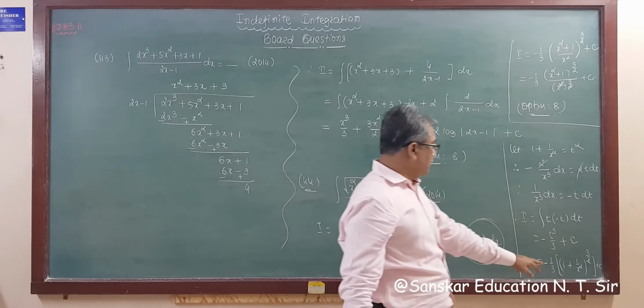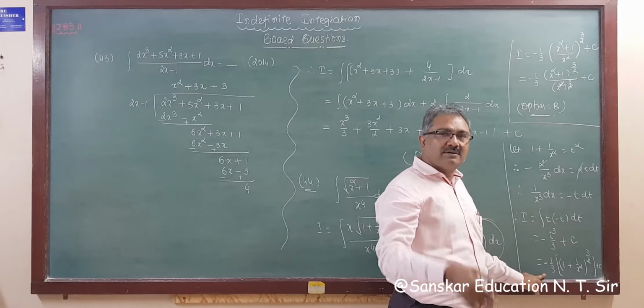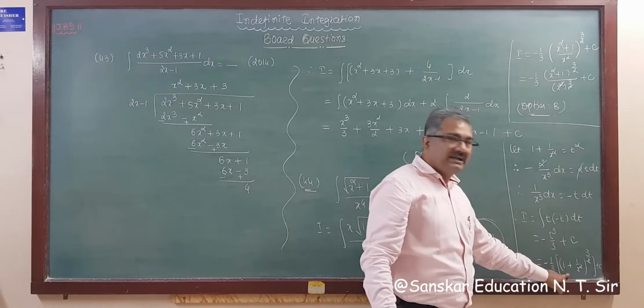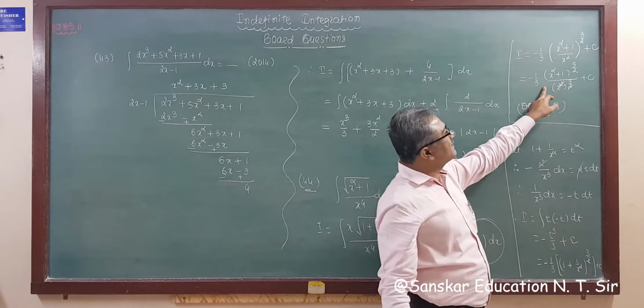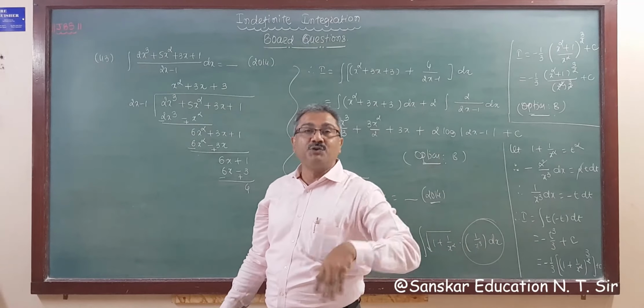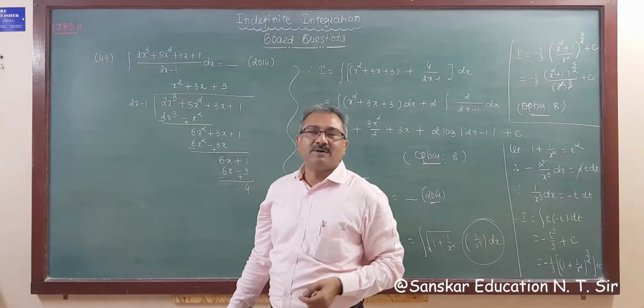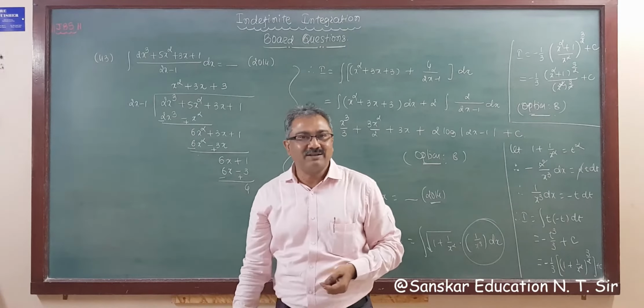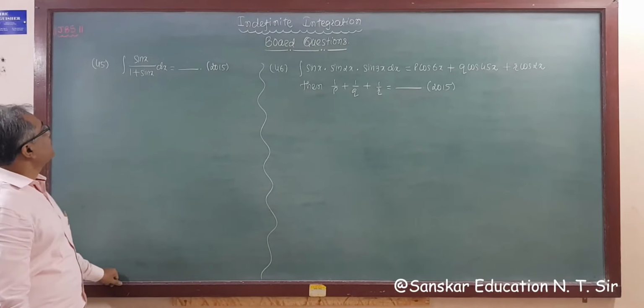So you have to simplify according to what is given in your options. If it is like this, then leave it. But if it is not given in this form, and it is given in another form, then you have to simplify according to the given answer. Your priority is the form of the answer, okay? Next question is question number 45.